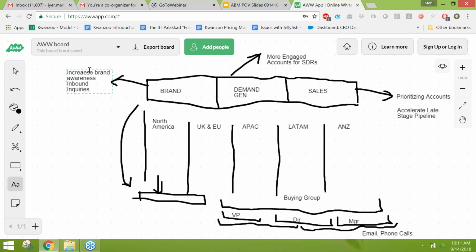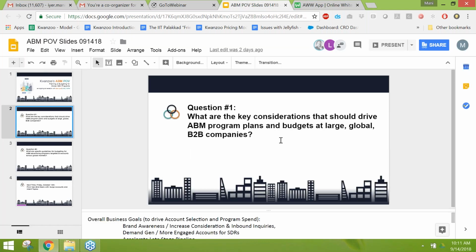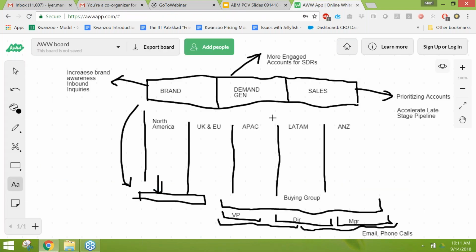So again, the goals of the specific departments and organizations like brand, demand, and sales, global regions, and then the goals around specific buying groups and buying teams are all key drivers when it comes to figuring out your plans and your budgets at large global companies. Kelly?